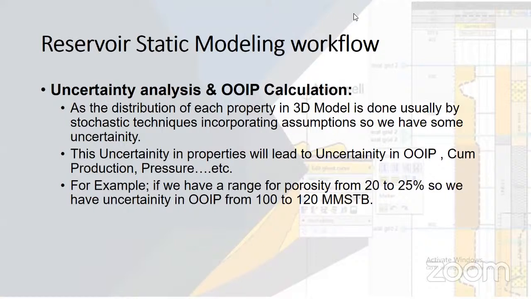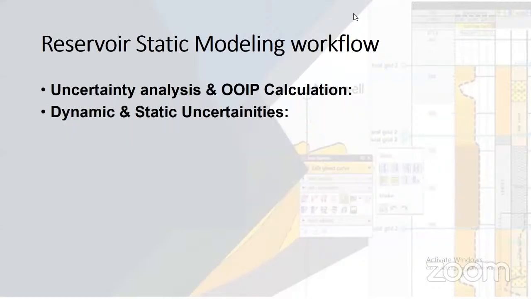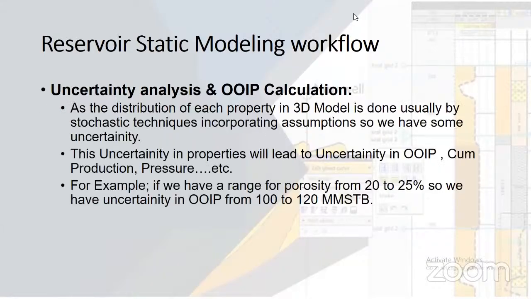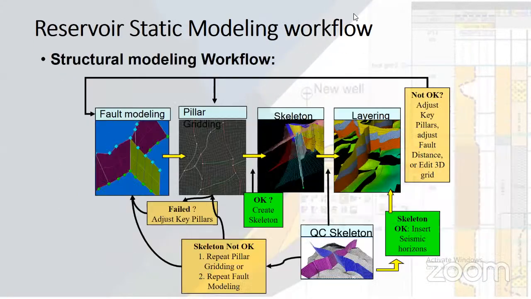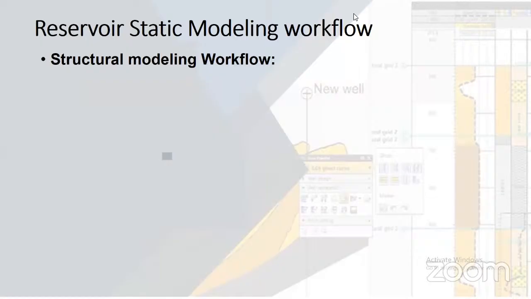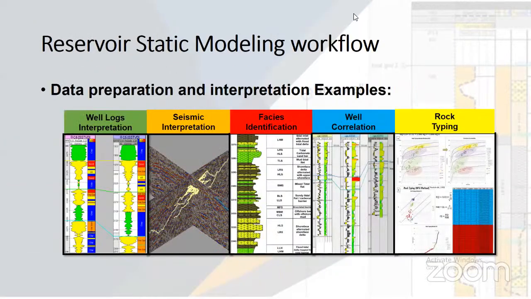Great. So now we did the structural modeling, and we distributed the facies, and we distributed the porosity and the permeability into our model. Now we want to calculate the oil in place. First of all, we want to see the equation for the original oil in place.